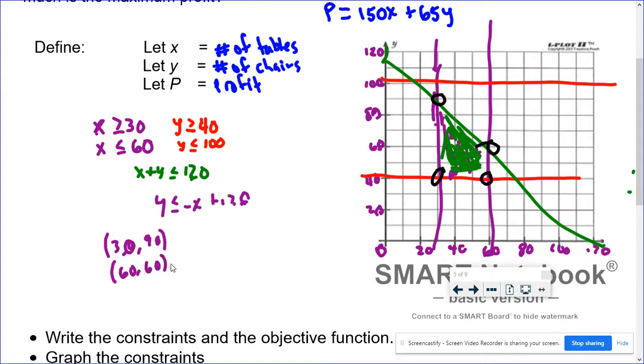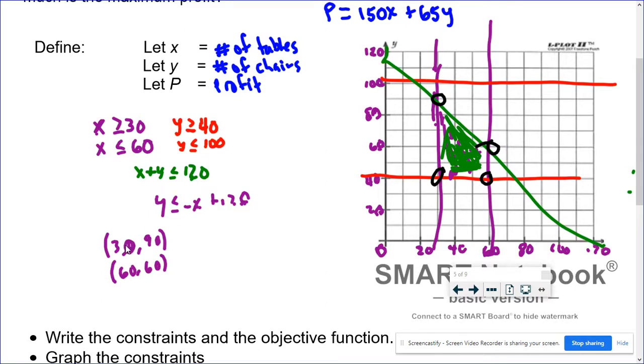And logic would tell you that making 60 chairs and 60 tables, you're going to make more money than 60 tables and 40 chairs, right? So I don't need to test this one, because that's definitely not going to be more than this one. The same thing here: making 30 tables and 90 chairs is going to make more money than 30 tables and 40 chairs. So I'm just going to test these two.